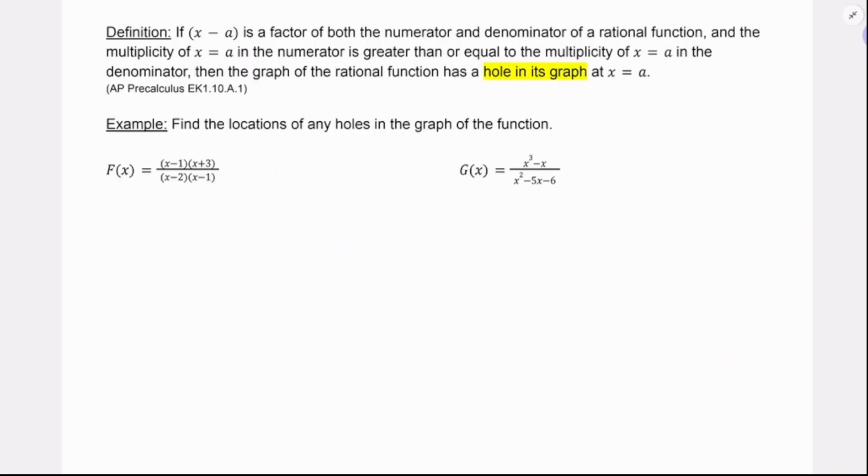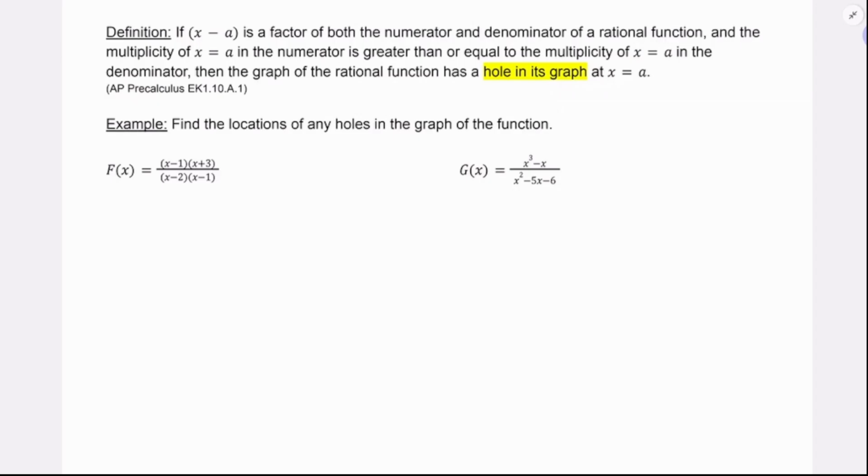So our rule is, if x minus a is a factor of both the numerator and the denominator of a rational function, and the multiplicity of that root in the numerator is greater than or equal to the multiplicity of that root in the denominator, then the graph will have a hole at x equals a. That sentence is a little redundant. I'm definitely going to be changing that for the PDF I publish on the internet.